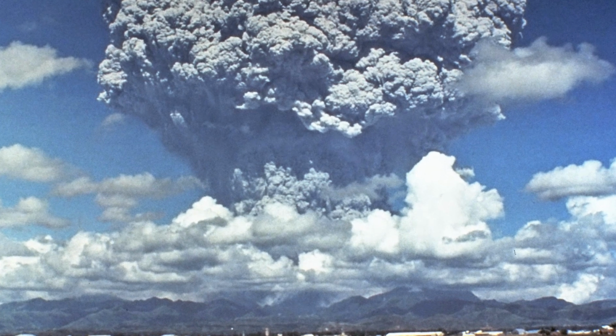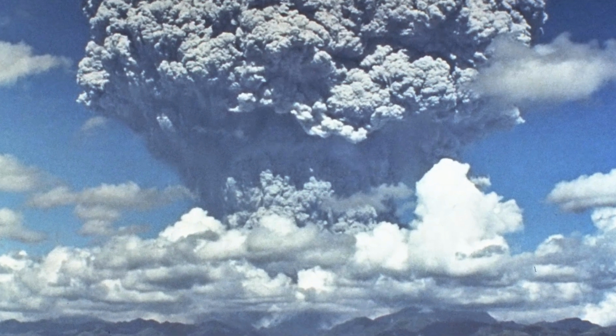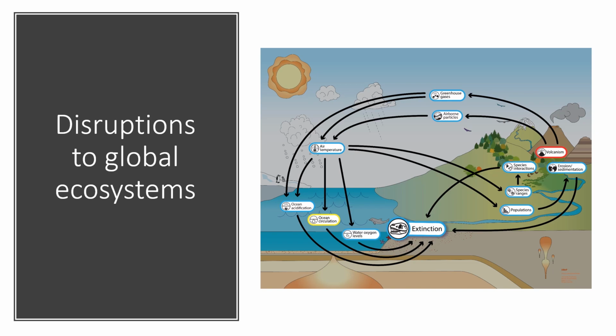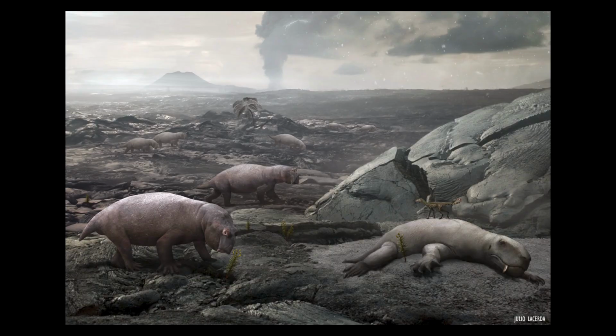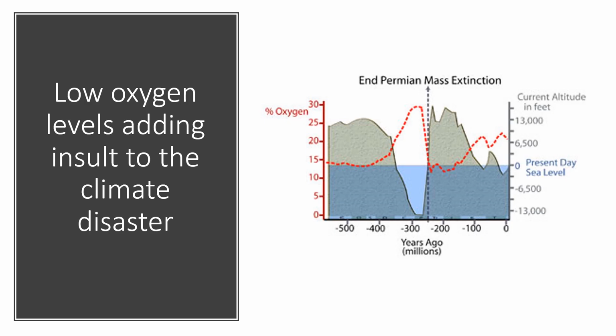And because you're spewing out sulfates and carbon dioxide, this led to an acidification of the oceans, which also led to a massive extinction of over 90% of everything that lived in the oceans. So this was an incredible event that basically wiped out all the dominant synapsids on the planet.